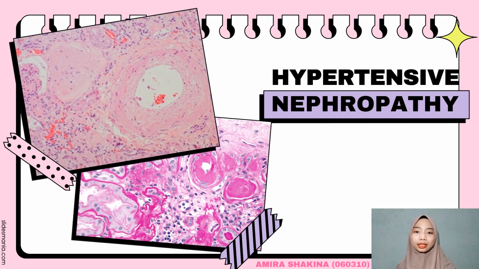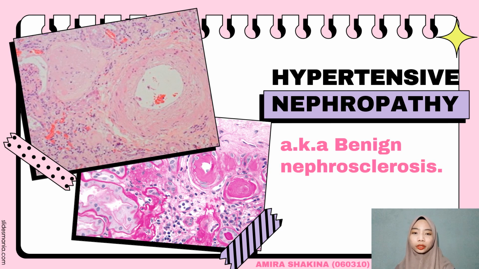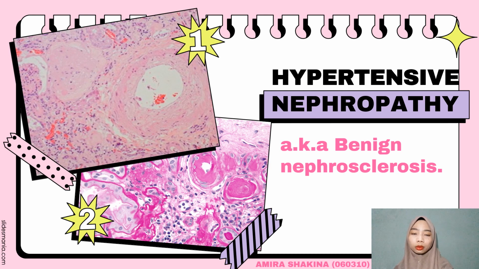Hypertensive nephropathy is another cause of chronic kidney disease. This condition may also be known as benign nephrosclerosis. Histopathological changes of hypertensive nephropathy can be characterized by vascular changes, which then cause secondary histological changes to other renal structures, including glomerulus, tubules, and interstitial space. There will be two microscopic figures and we will go through them one by one.